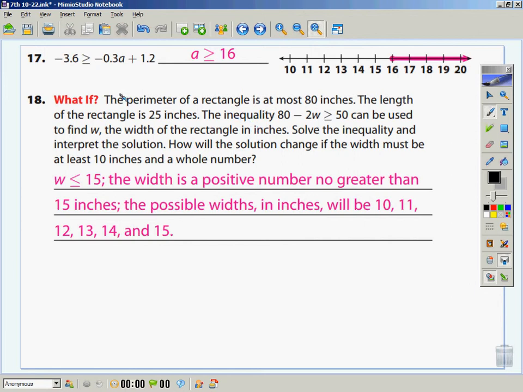What would I do first on number 17? I'm going to subtract 1.2 from both sides. You do have to be careful here. When I'm putting these together, these are both negative, aren't they? If they're both negative, I add the numbers together. This would be a negative 4.8 is greater than or equal to a negative 0.3.